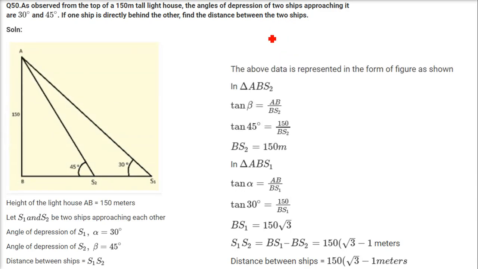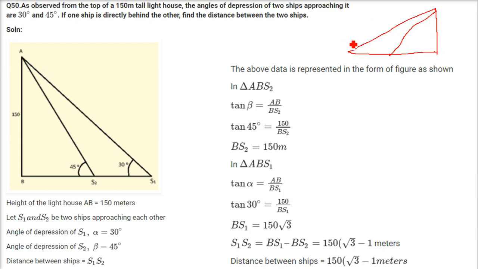As observed from the top of a 150-meter tall lighthouse, the angles of depression of two ships approaching it are 30 degrees and 45 degrees. If one ship is directly behind the other, find the distance between the two ships. So the situation is like this. There is a lighthouse. There are two ships, one ship here, one ship here.